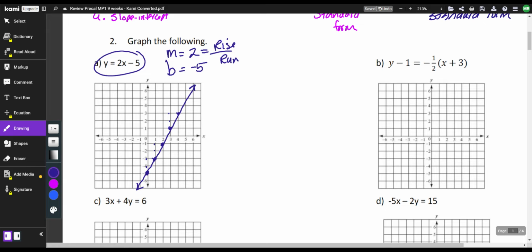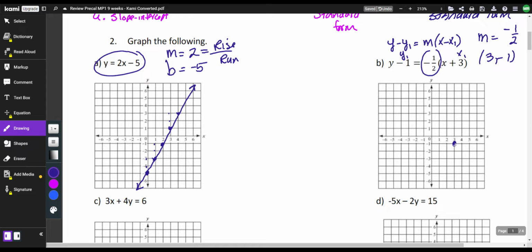Okay. This one is useful because it's already in point-slope form. Remember, point-slope form looked like this, where this is the slope. So our slope is -1/2, and our point given is going to be, this is x1, that's y1, so our point is going to be (3, -1). So we know that no matter what, we're going to have a point at (3, -1). And then from there, we'll have to figure out what the line looks like by plotting points.